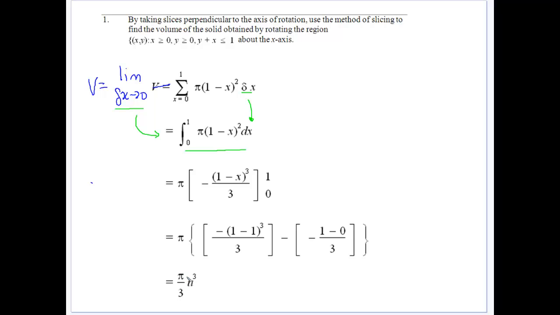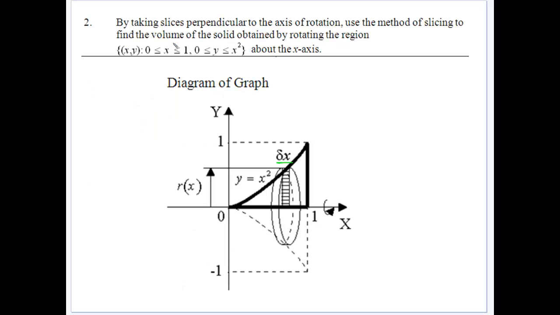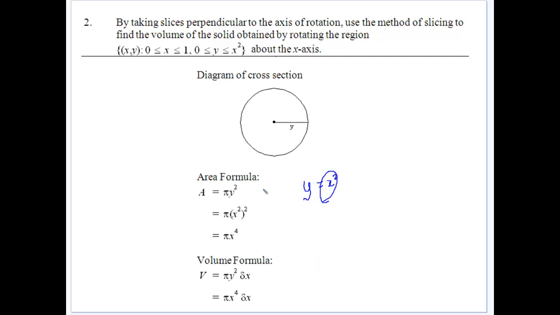And then we're able to integrate and get our answer. So this time we've got a function y is equal to x squared. Again, it's rotating around the x-axis, so we're getting a change in x values as we move from left to right on our values. So our area then would be pi y squared, and y is equal to x squared, so we're able to do the substitution into both the area and the volume formula.